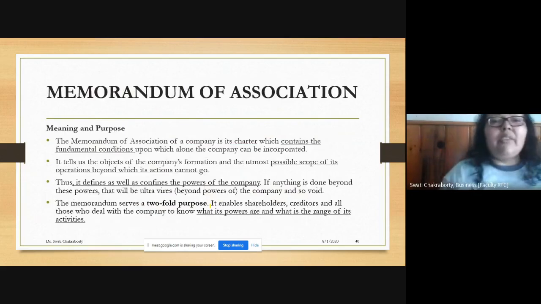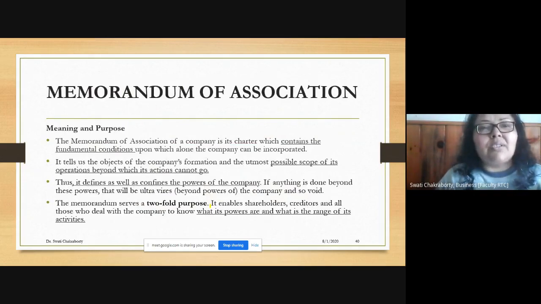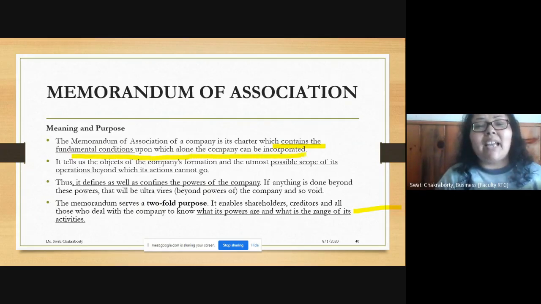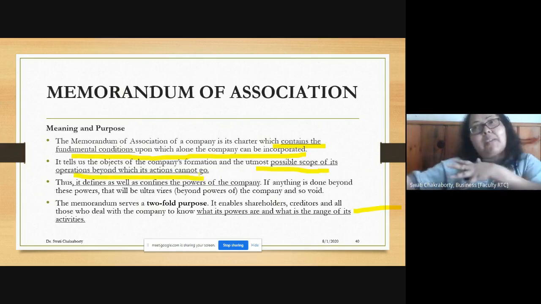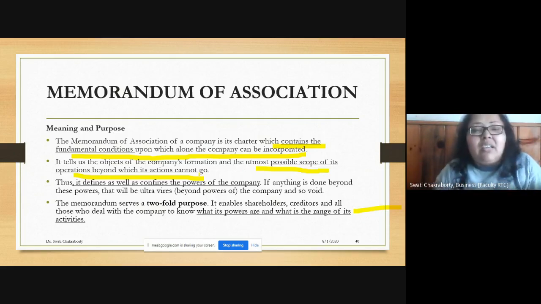Let's look into a little more detail. The memorandum contains the fundamental conditions upon which the company can be incorporated. It talks about the objectives of the formation of the company and the possible scope of its operations, the maximum possible scope of the operation of the organization, beyond which it cannot go, right?